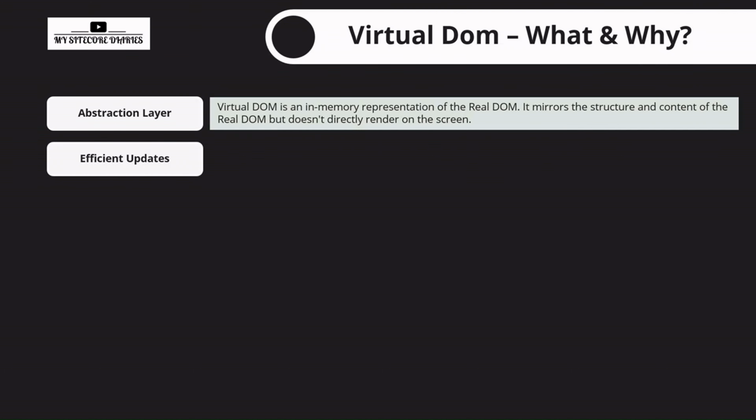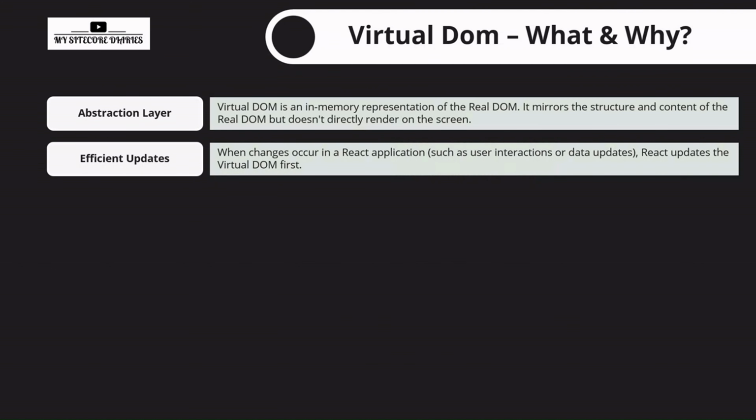Then there are efficient updates. Now, why is this important? When changes occur in a React application, like a user interaction or a data update, React updates the virtual DOM first. Then there is the diffing algorithm. React uses a diffing algorithm to compare the new virtual DOM with the previous version. This process is also known as reconciliation. We are going to see this process in the next slide. It calculates the minimal set of changes needed to update the real DOM.